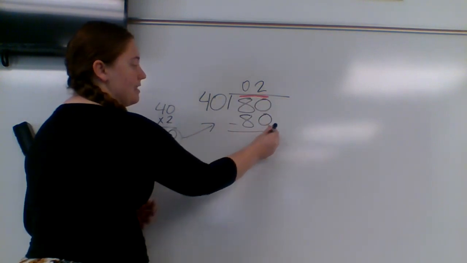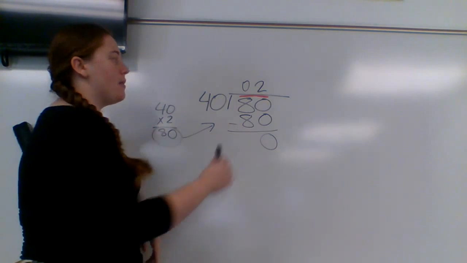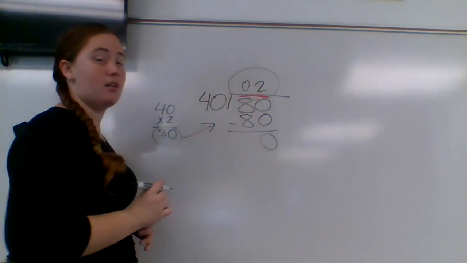So 80 minus 80 is 0. My remainder is going to be 0, so I don't really need to write anything. So my answer for this problem is 2.